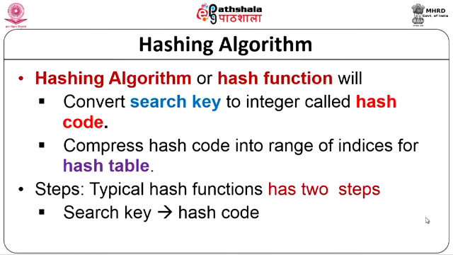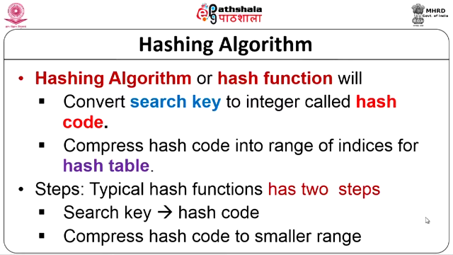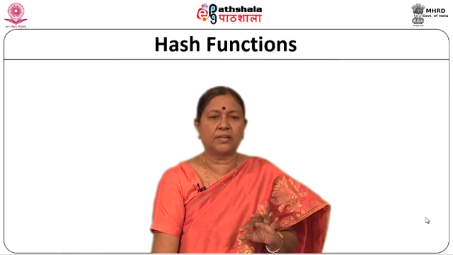One is the search key to the hash code, and the second is to compress the hash code to a smaller range, so that it fits into the table. So, these are the two steps we are going to do in the hashing algorithm. Now, let us look at the hash functions.